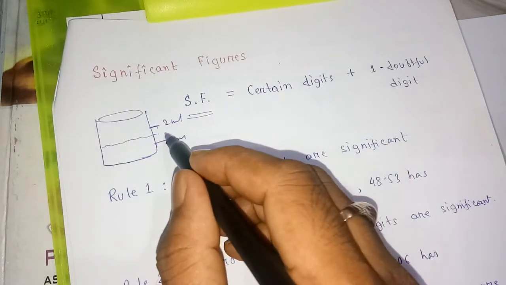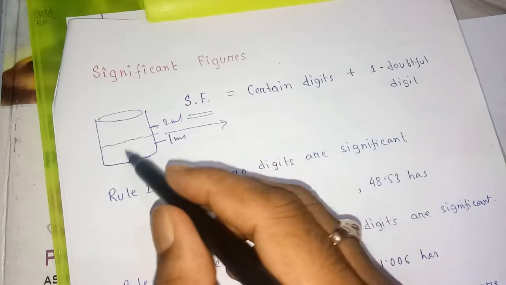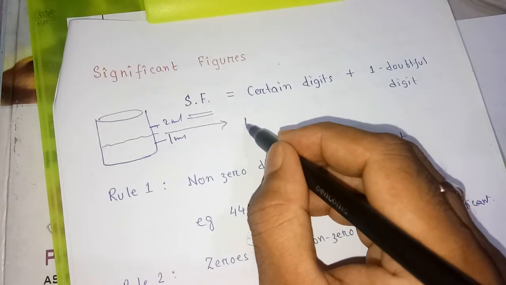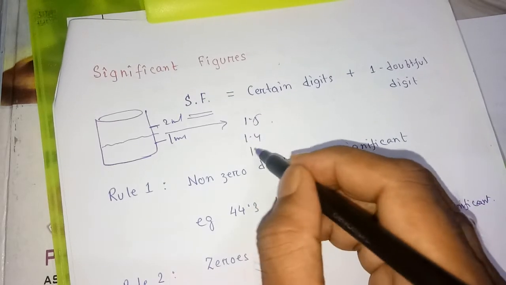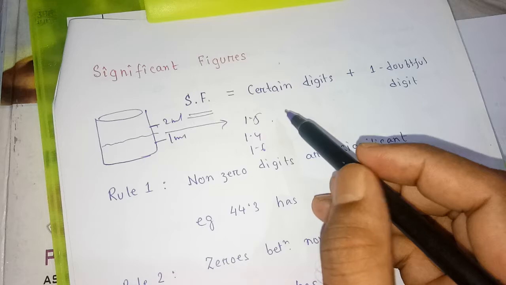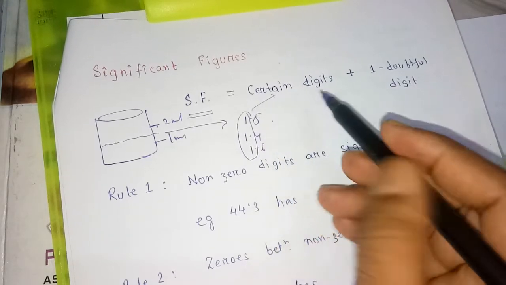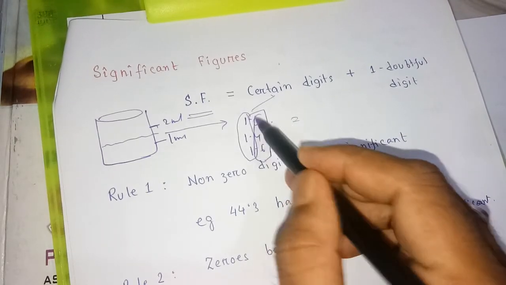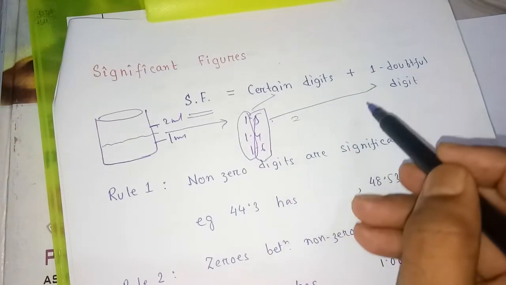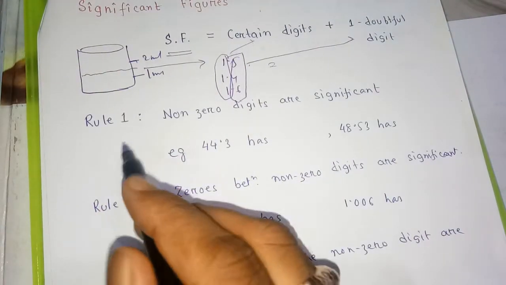So in that case, what is your answer? How much water is in that beaker? Somebody can say 1.5, somebody 1.4, somebody can say 1.6. So our certain digit is 1 and the uncertain, doubtful digit is the second one. So this is how the significant figure concept comes.